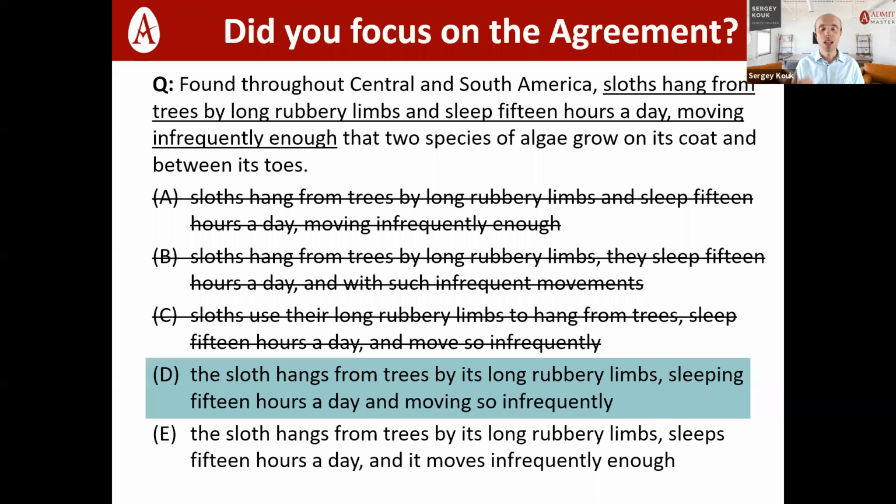Now you might look at D and say, well, wait a second. But if we're talking about parallel structure, how about hanging, sleeping and moving? Well, there's a very simple explanation for that. Well, there are a couple of explanations. First of all, we found four wrong answers. Only one of them is left. So we don't even need to look at D. It has to be right. There's no such thing as all wrong answers. But secondly, there's actually an explanation for that. It's because sleeping and moving is simply describing the process of how this is happening.